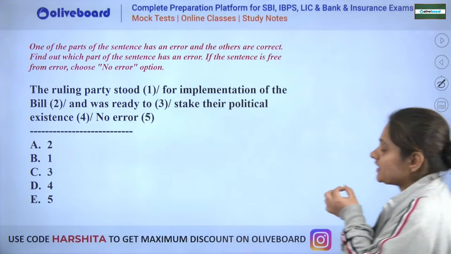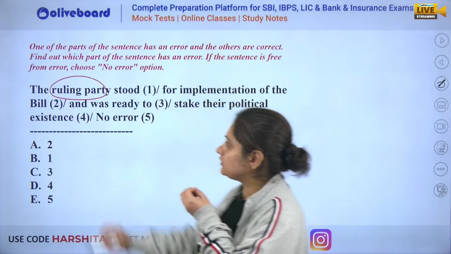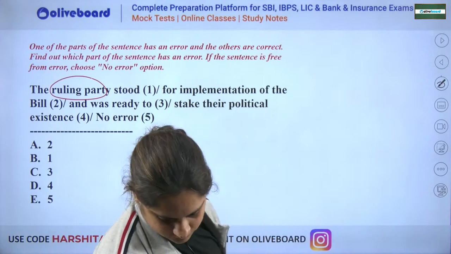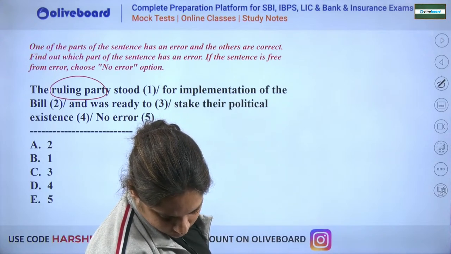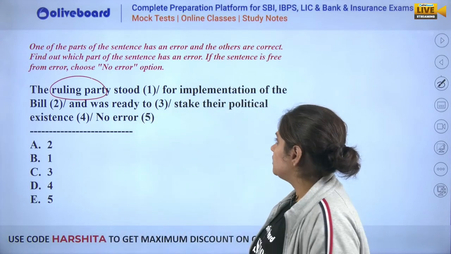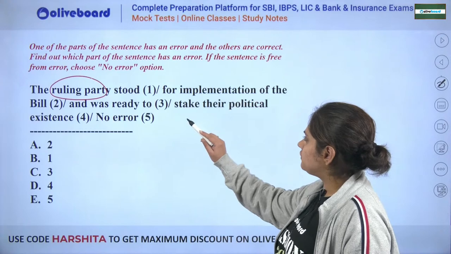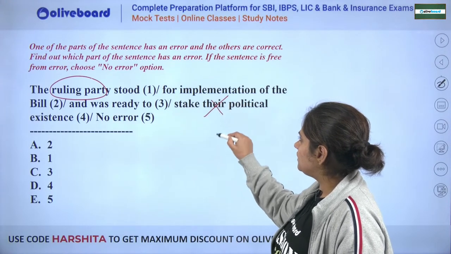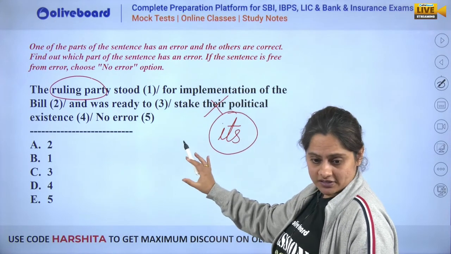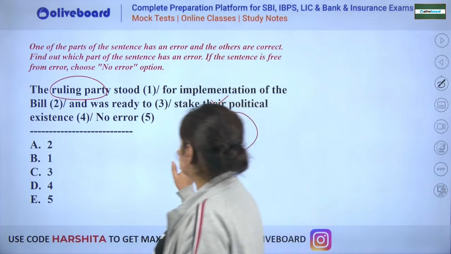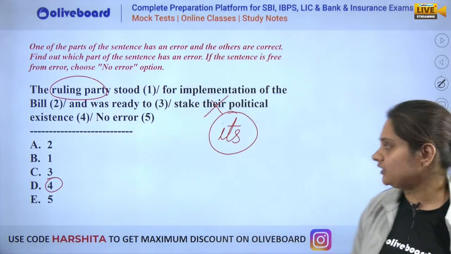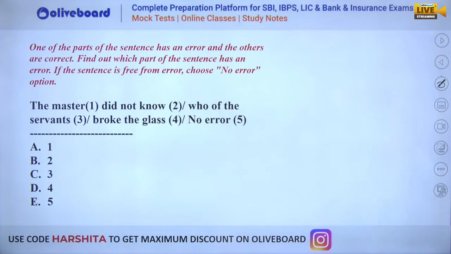Correct. You are saying about or talking about one party. You said ruling party. You are talking about one party. Okay. The ruling party stood for implementation of the bill and was ready to stake its political existence. Not there. We are talking about one party, singular. So there is wrong, it's. So what will you mark here? Fourth option. What will you mark here? Fourth option. Theek hai? Very correct. Next.